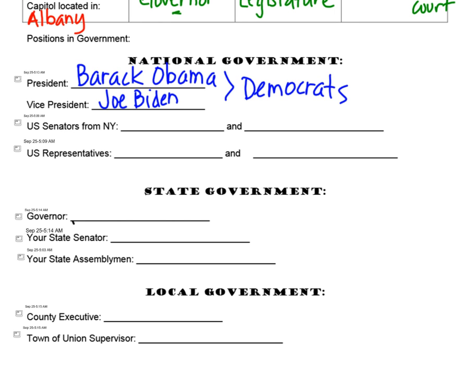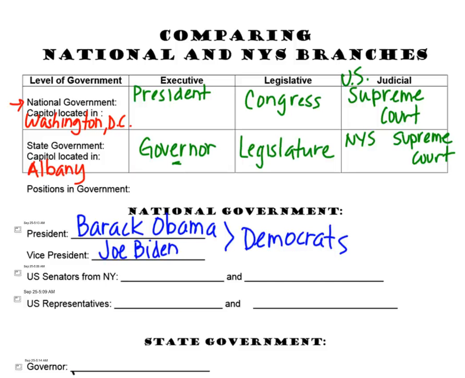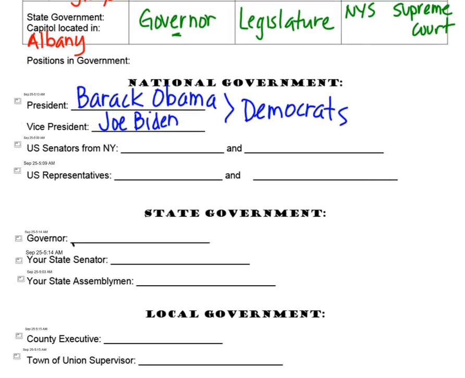All right, so our U.S. senators from the state of New York, which means that they represent New York, but they go to Washington, D.C. for their job. We have two of them. They both happen to be Democrats. We have Chuck Schumer and Kirsten Gillibrand. So let's write those down. We have Chuck Schumer and Kirsten Gillibrand.